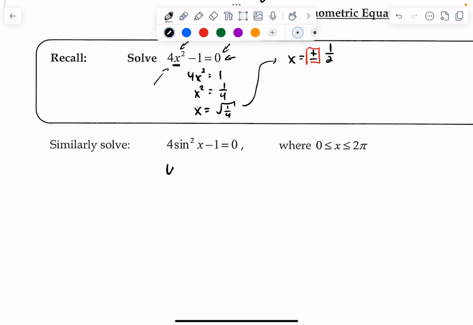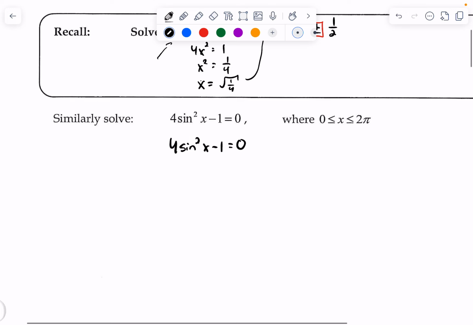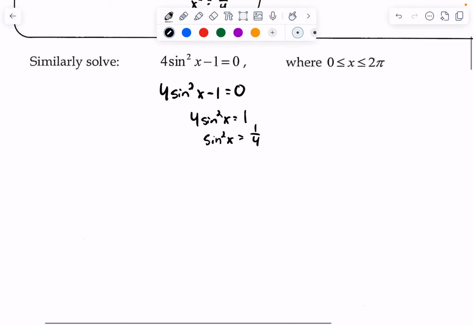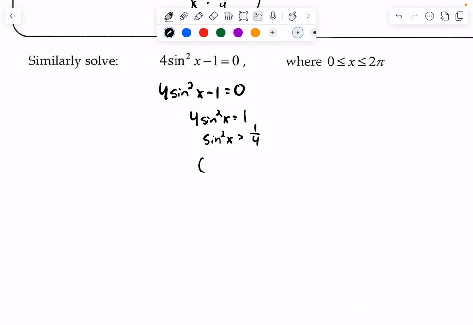If we have 4 sine squared x minus 1, isolate it so you can solve for x. So 4 sine squared x is 1, sine squared x is 1/4. And just as a recap, sine squared x means the squared is up top here. It is not the same thing as sine x squared. Those are not equal to each other.